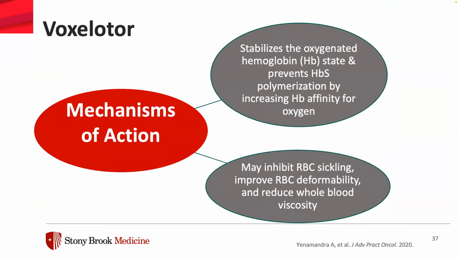Voxelotor has a really unique mechanism in that it helps stabilize the oxygenated state of hemoglobin, which prevents hemoglobin S from polymerizing by increasing the hemoglobin's affinity for oxygen. Like I mentioned earlier, the red blood cell tends to sickle in periods of deoxygenation, so it helps keep the hemoglobin oxygenated so that does not occur. Overall, it can help inhibit red blood cell sickling, improve red blood cell deformability, as well as reduce whole blood viscosity.